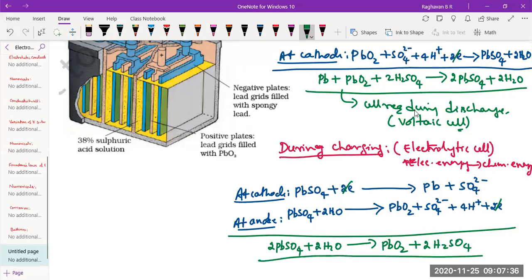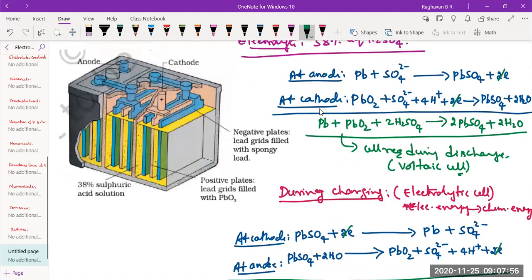So they would ask you, especially for this lead storage battery, cell reactions at anode and cathode during charging, during discharging, when it acts as a voltaic cell, or when it acts as an electrolytic cell, when electrical energy converts to chemical energy and vice versa. There can be confusion, so you should be very clear with respect to at least any one direction. During discharge, you should be very clear, and then reverse it and change the anode and cathode. Then it becomes the reactions at electrodes during recharging.